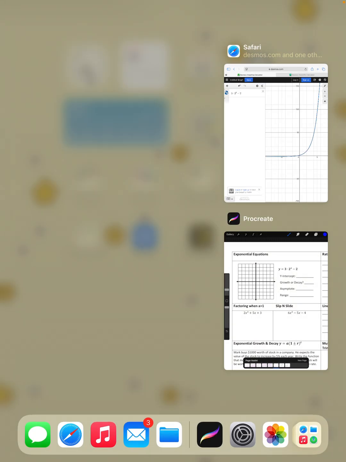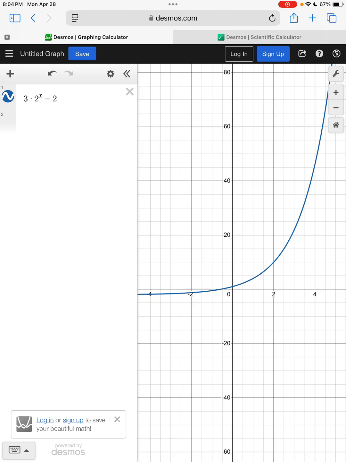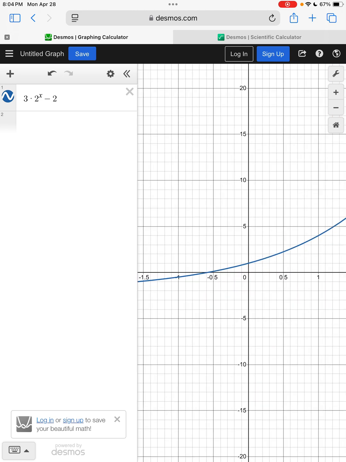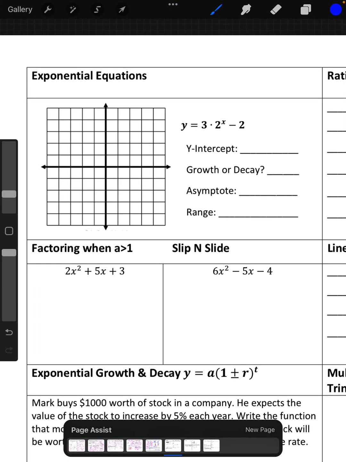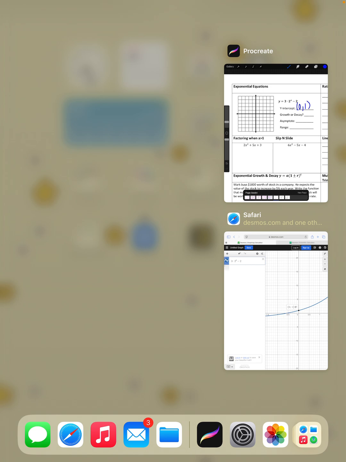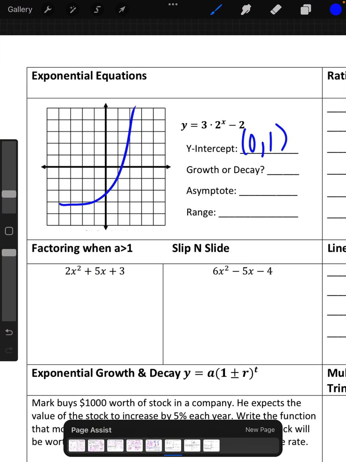So the first question was, what is the y-intercept? I'm just going to zoom in just a little bit. So the y-intercept here is (0, 1). Let me go back. (0, 1). Is it growth or decay? I can tell it is growth because it's going up in this shape. If it was going down like this, that would be decay.